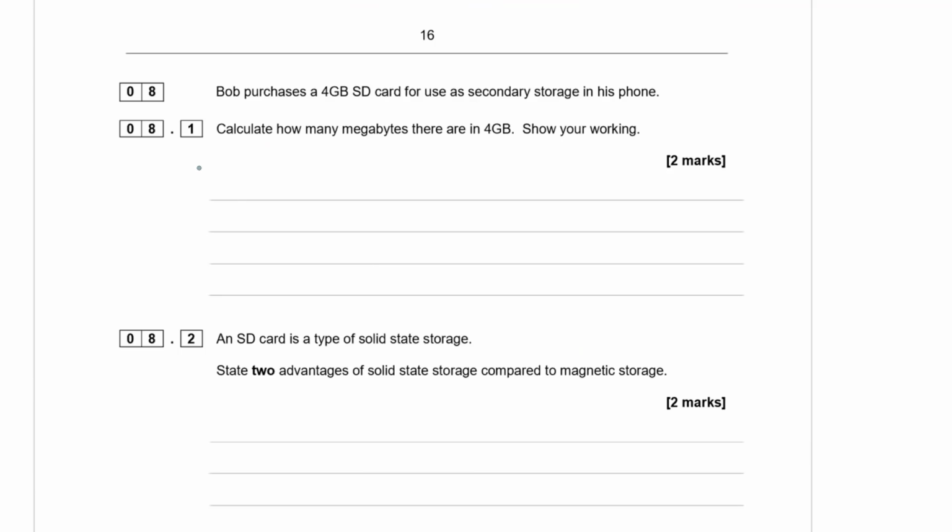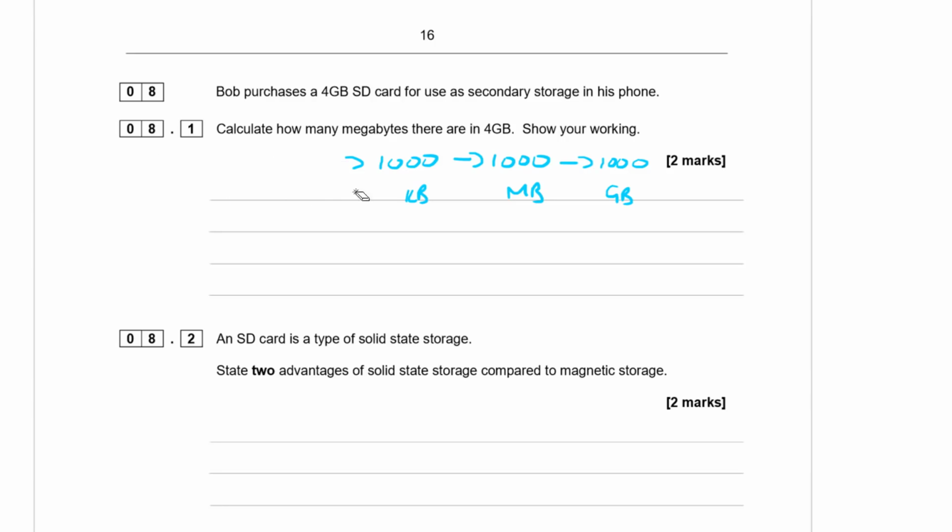Next, we need to calculate how many megabytes there are in 4 gigabytes for 2 marks. And so the scale goes from a bit to 8 bits for a byte, then 1,000 for a kilobyte, and 1,000 for a megabyte, then 1,000 for a gigabyte. So this is gigabyte, this is megabyte, this is kilobyte, and this is byte, and this is bit. So there are 8,000 bits in a kilobyte, to put it that way. It's probably not a good way to say it.